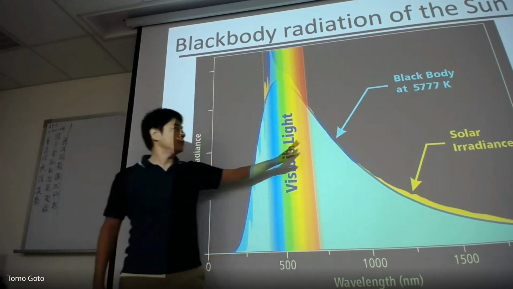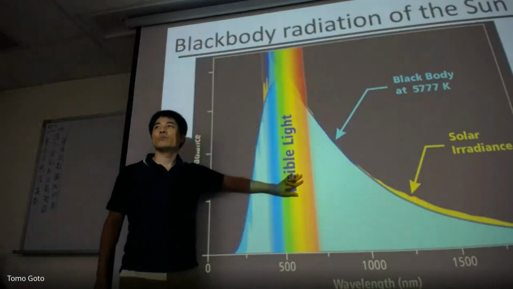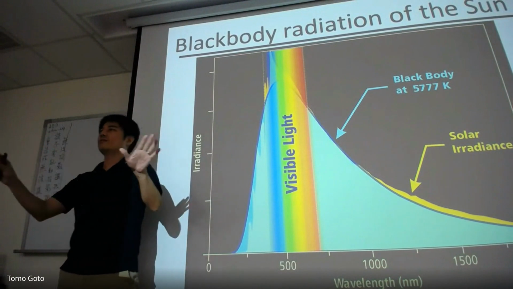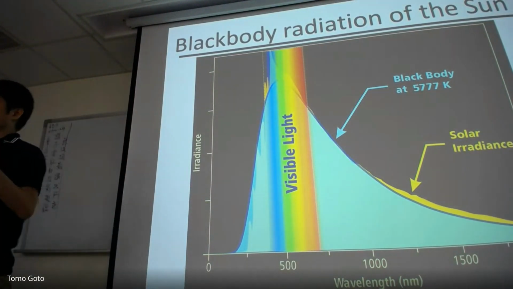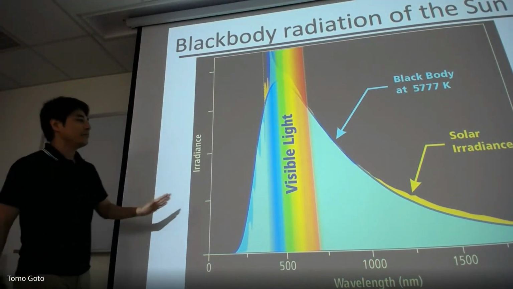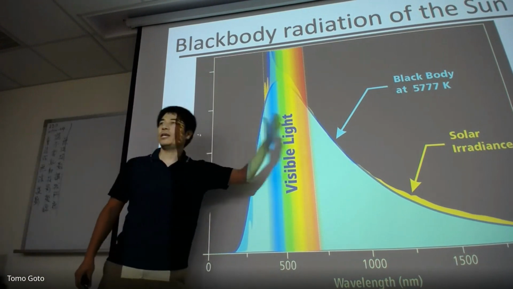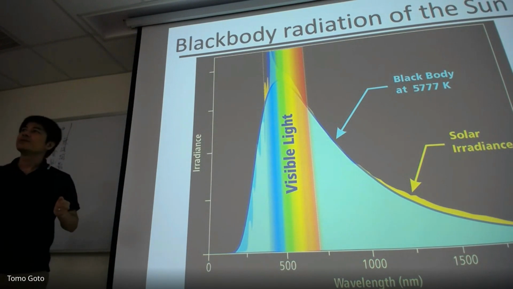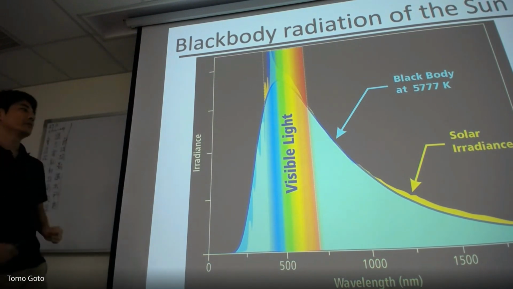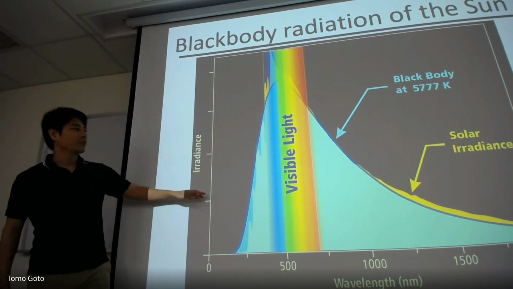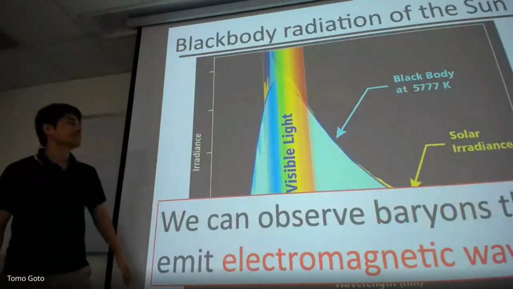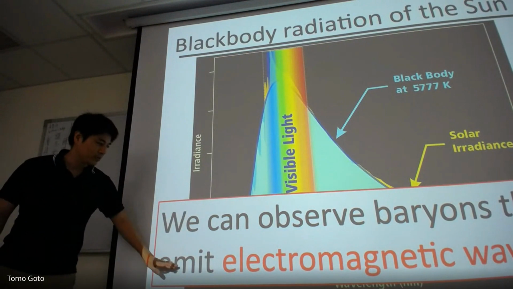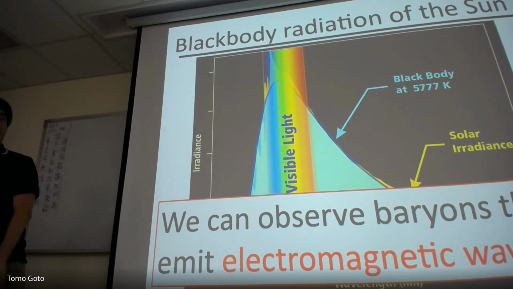So that means we know the well-known behavior of baryons. We know that they emit radiation because they should have non-zero temperature. Once they emit the radiation, we can use a telescope to detect them. Then we can count how many baryons we have in the universe, okay? Because we know this behavior. So we can observe baryons because of electromagnetic waves. That's okay, right?